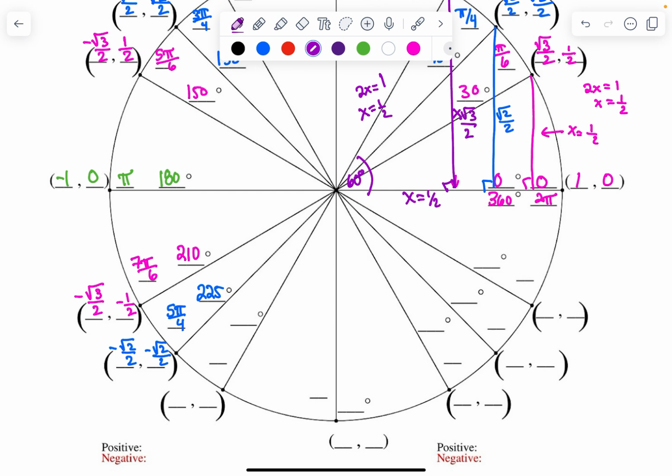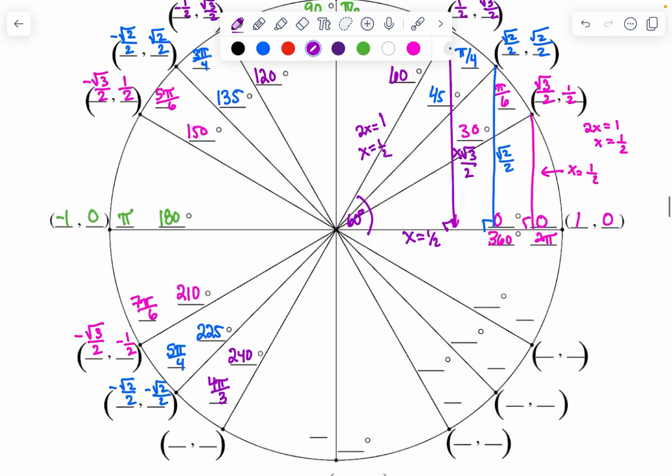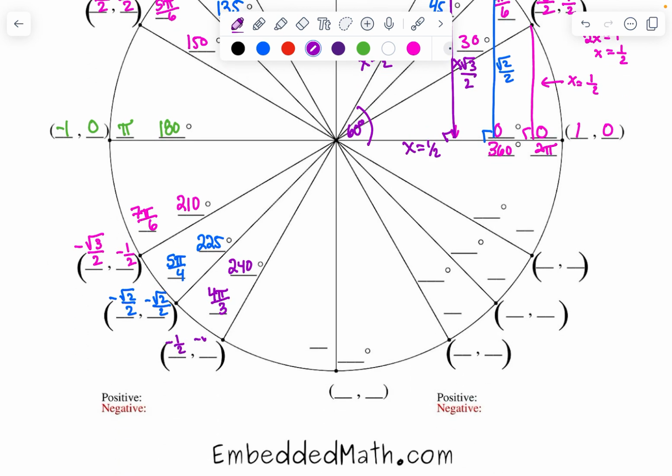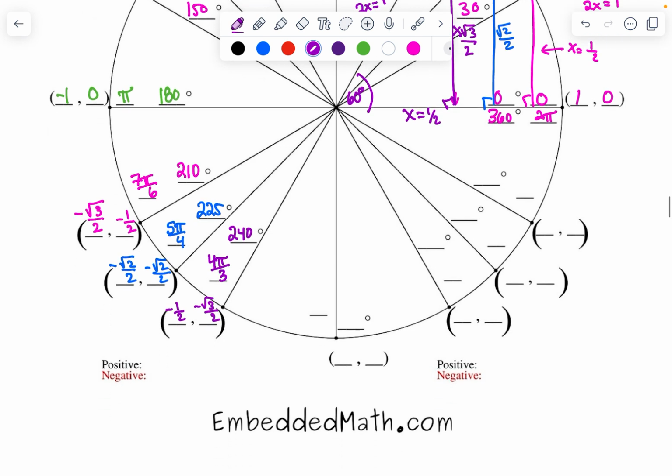And then if we go 60 degrees beyond 180, now we're at 240 degrees, or 4 pi over 3 in terms of radians. And again, it's going to be both of them negative. So negative 1/2 and negative square root of 3 over 2. And remember, down in this quadrant, the positive is the tangent and cotangent. Everything else is negative. So sine, cosecant, cosine, secant are all negative.